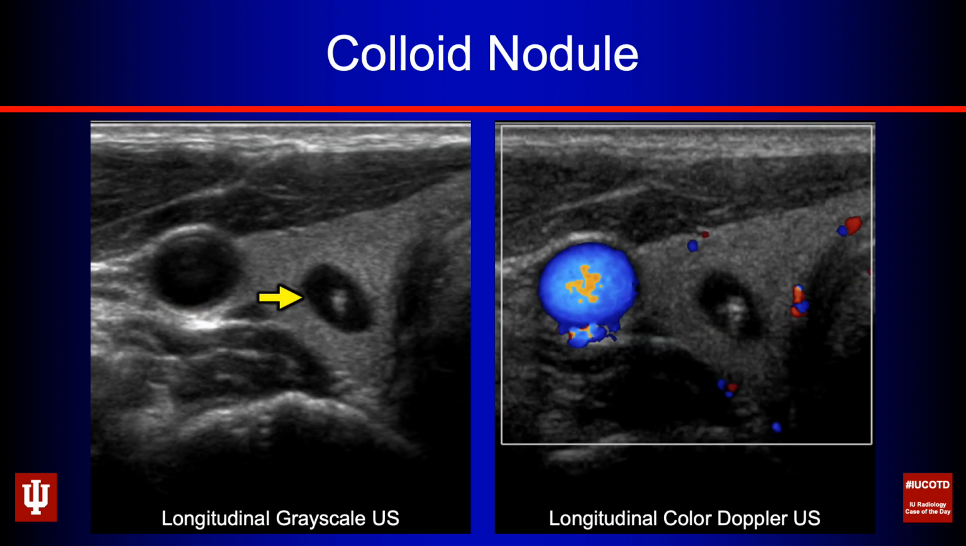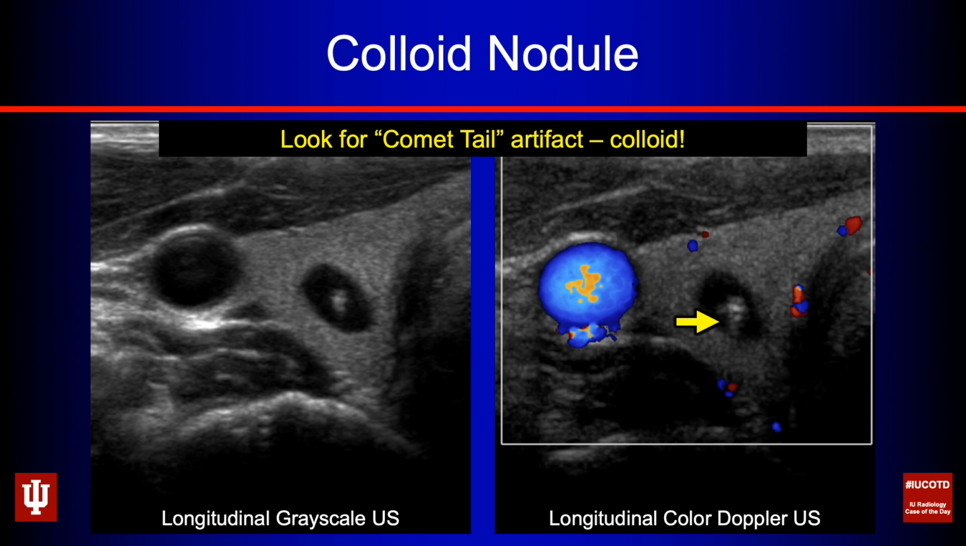On ultrasound, different patient, but this is sort of a classic appearance of a colloid nodule. You can see it's anechoic, it's circumscribed. When you throw in that color Doppler, it really accentuates that comet tail artifact. Look for that artifact because that confirms that you're dealing with colloid and you're dealing with something benign.